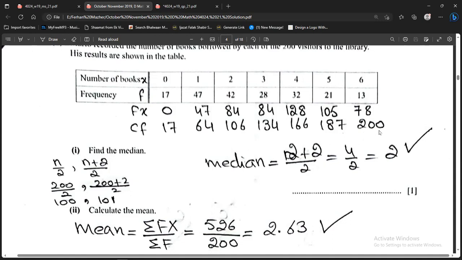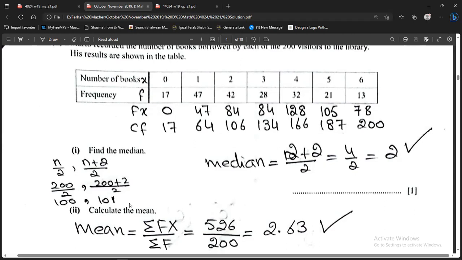You see that the sum of the frequency is 200, which is an even number. So there will be 2 numbers in the middle of this data. Those numbers are n by 2 and (n plus 2) by 2, where n means the sum of frequency, that is 200. So 200 divided by 2 is 100. 200 plus 2, that's 202, divided by 2, that is 101. So in the middle of the data are the 100th and 101st values.